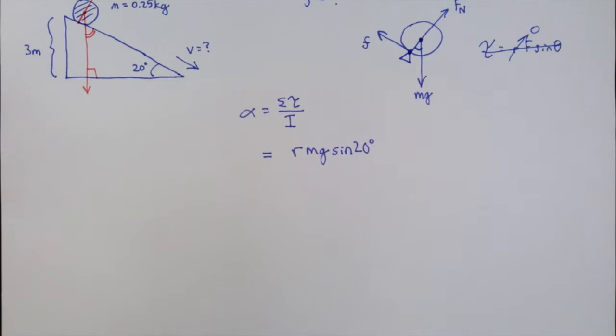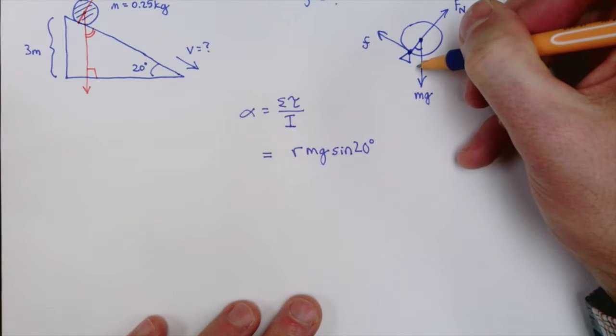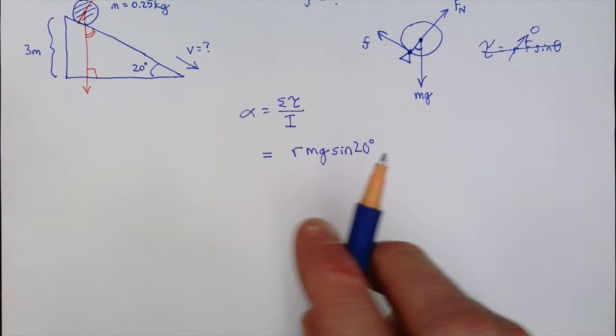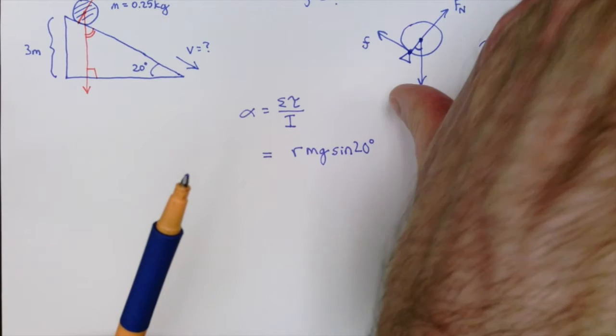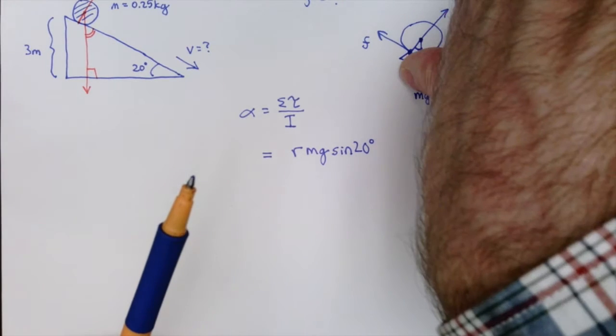One final thing, if you want to be careful about positive and negative signs: the torque that gravity creates, with a radius in this direction and a force in that direction, is going to be a negative torque.